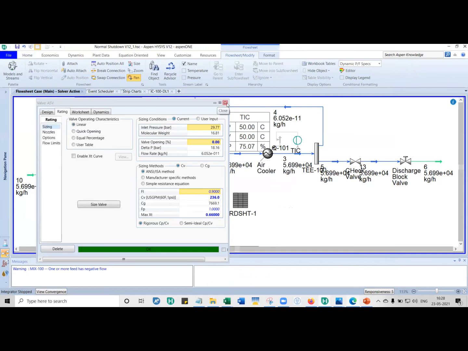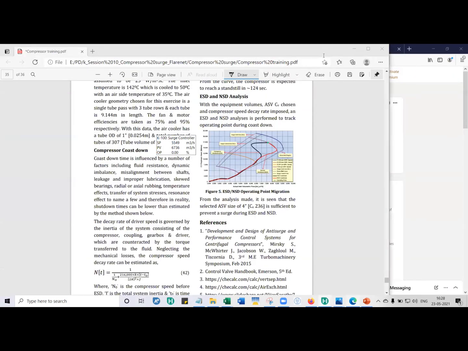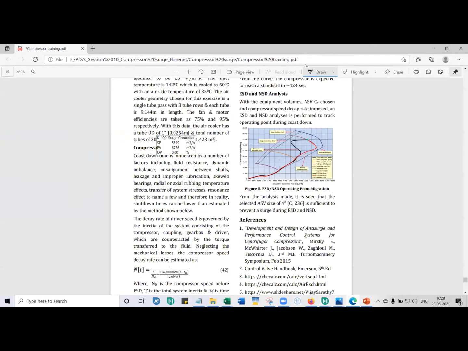Now, before going there, sir, we have to complete the talk about ASV. I haven't completed it. So the ASV size. Oh, sorry. Oh, you'll have to maximize, sir. Oh, it's already maximized. So, yeah, sorry. So, for the HYSYS window, please.